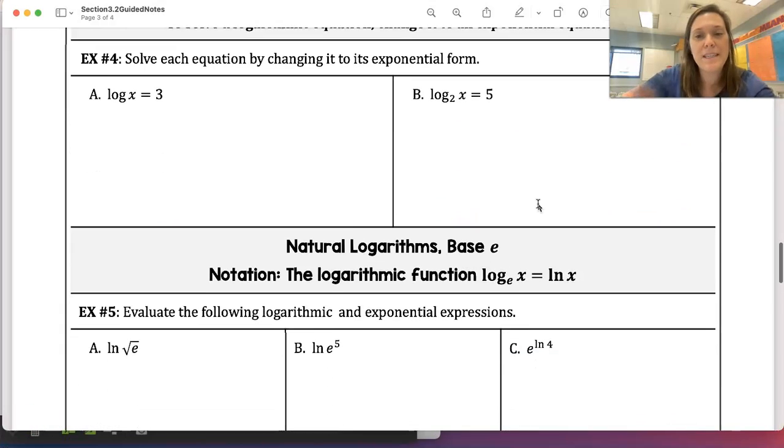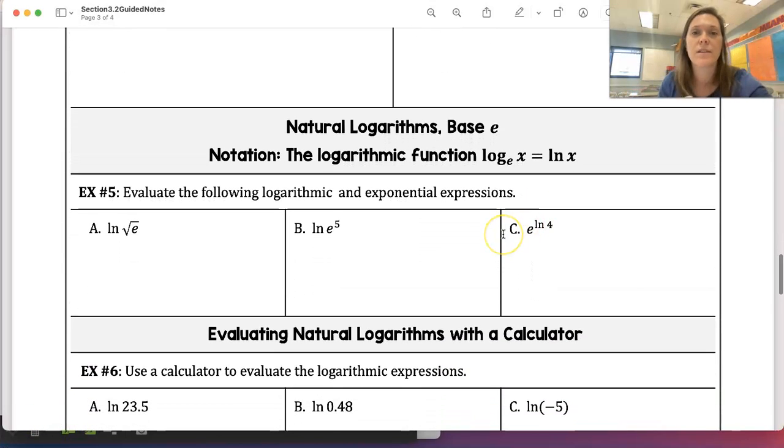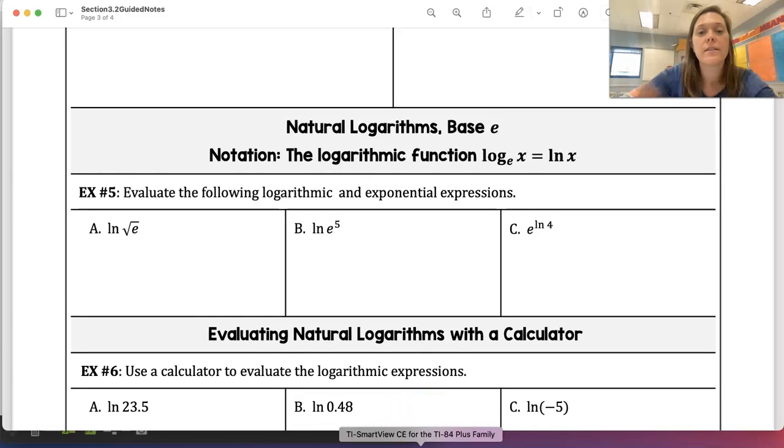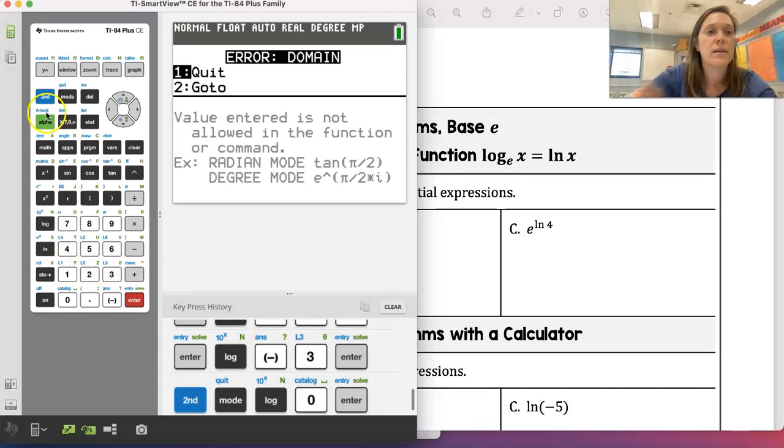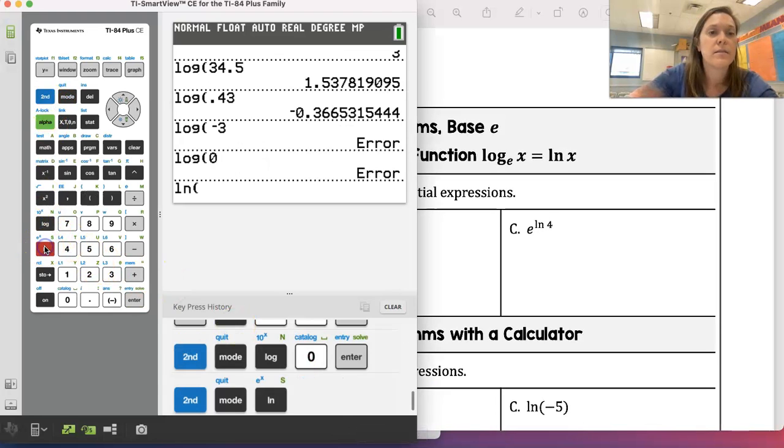All right, so let's bring some e into our life. Your natural logarithms, also known as ln, just have a base of e. And remember, e is 2.718, and so on, right? So instead of writing log base e, we write ln. And your calculator does have the natural log button on it right here, so we can do the ln.